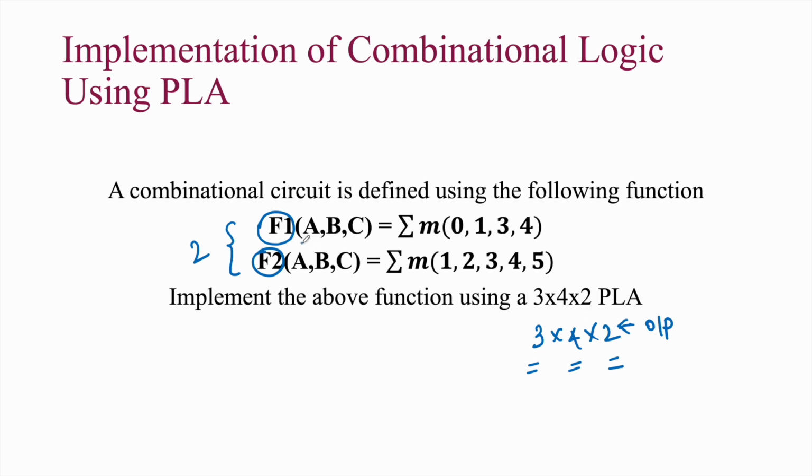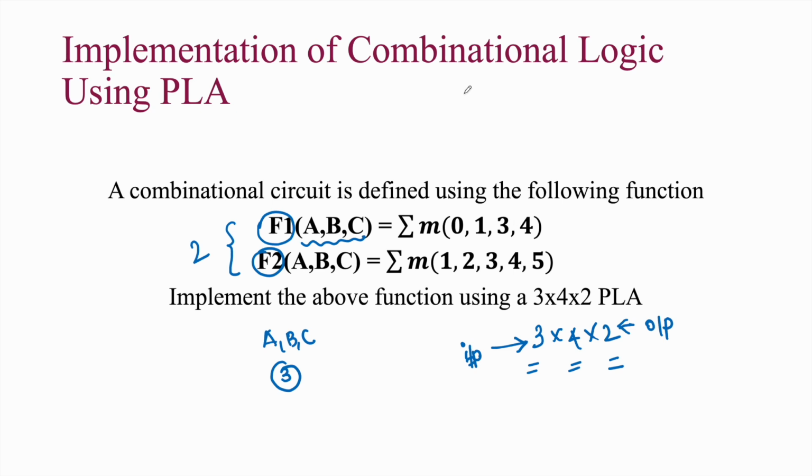How many input variables do we have? A, B and C. Therefore, we have 3 variables. So, this stands for input. In case the function is specifically mentioned in terms of A, B, C, then from that we can identify the number of input variables. If it is not given, then we have to observe the minterms.